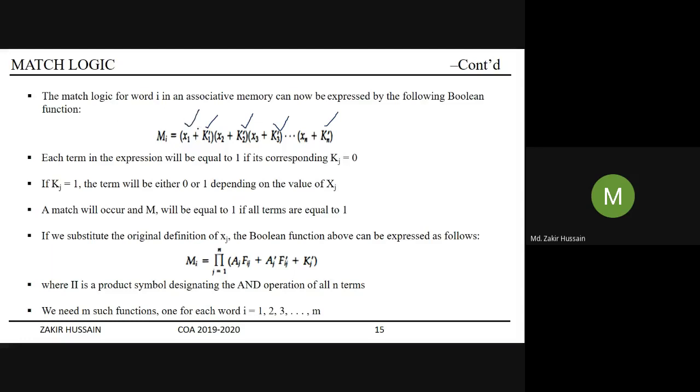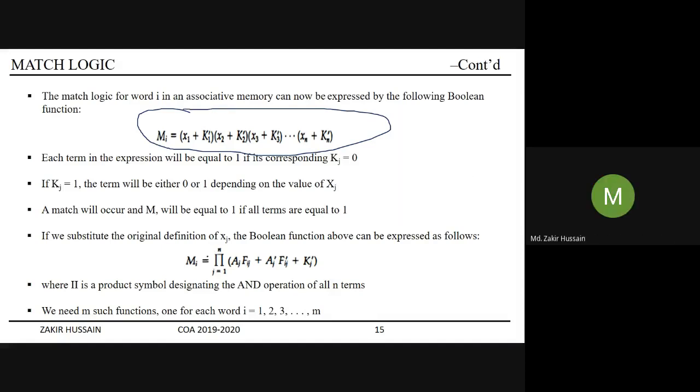This is for the first bit. This is for the second bit. This is for the third bit. The nth bit. The match happens when K is 1, everywhere K is there. You notice K? Everywhere K is there. So, wherever K is 1, then only the match occurs. Is that clear? This expression, is that clear to everyone there?